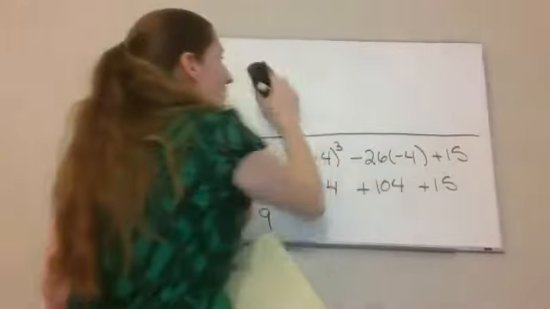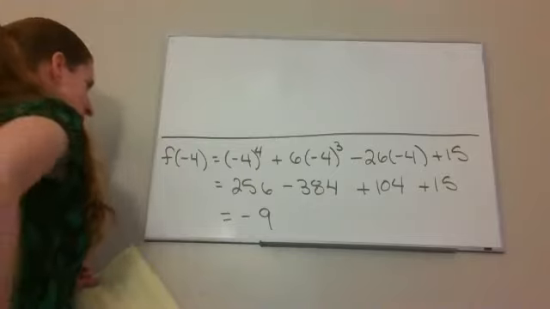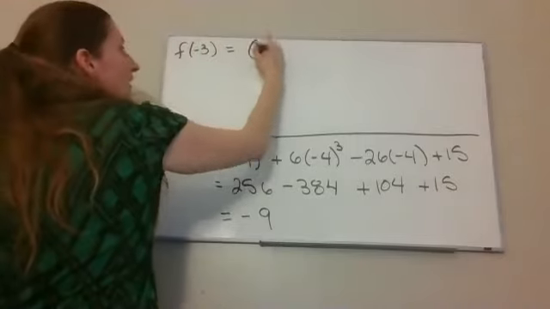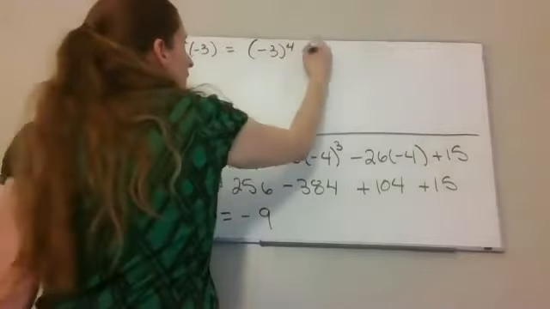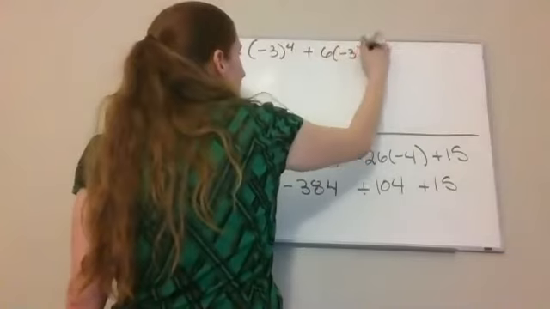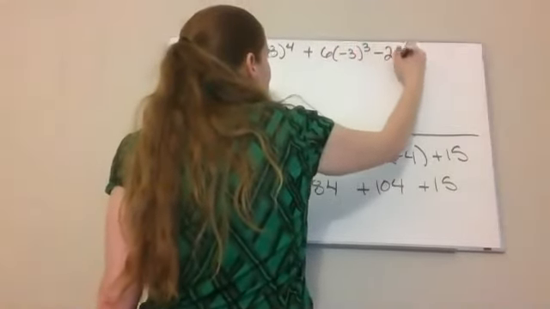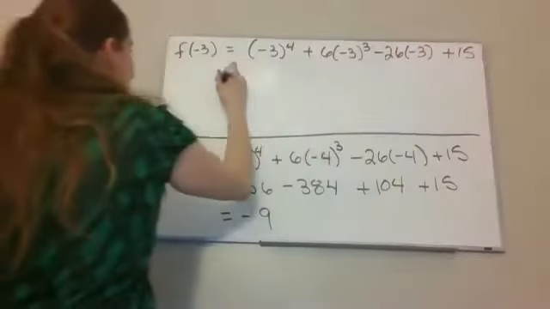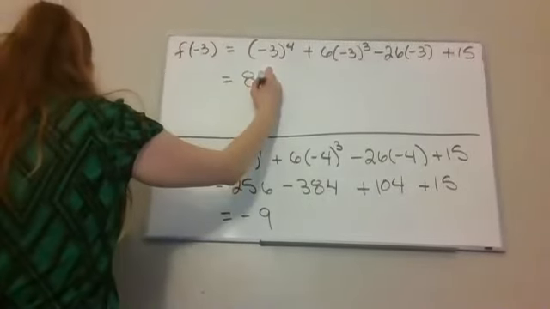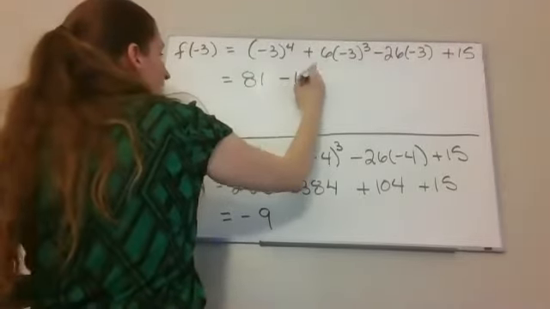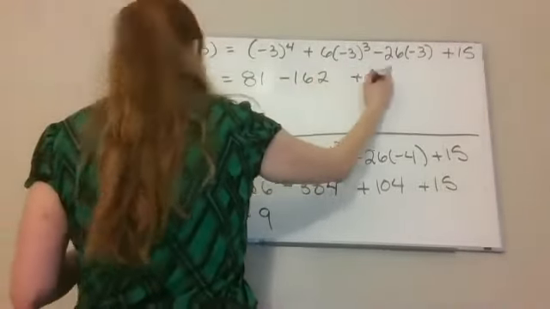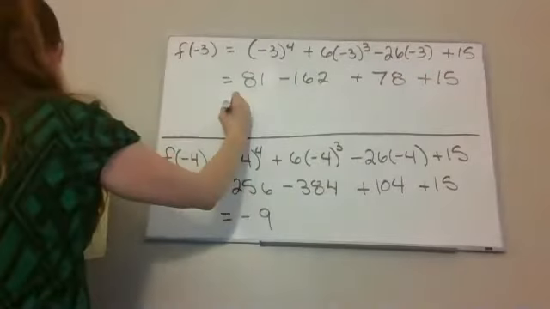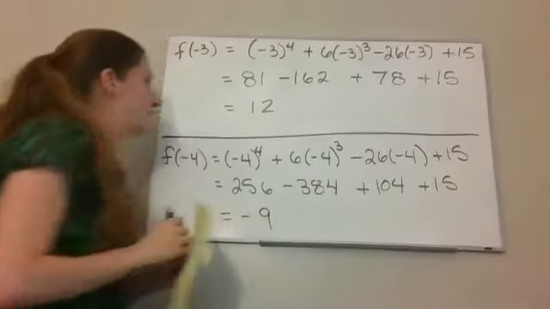Now let's see what happens at -3. f of -3 is -3 to the 4th plus 6 times -3 cubed minus 26 times -3 plus 15. This is equal to positive 81 minus 162 plus 78 plus 15. And when you add those all up, you get 12.